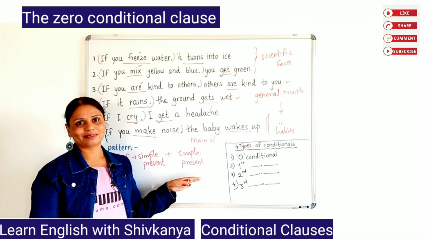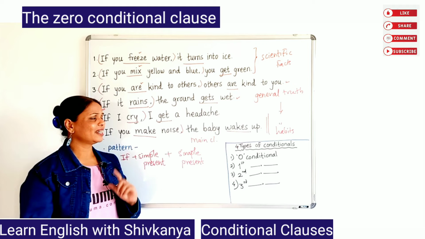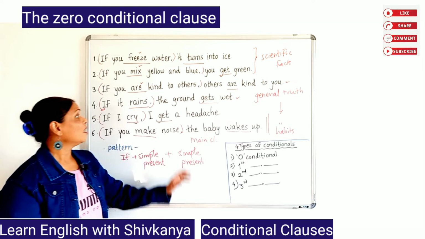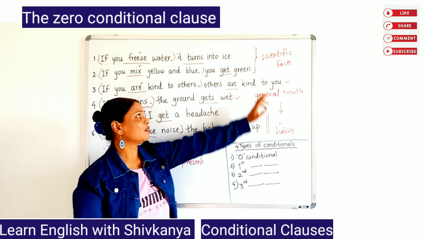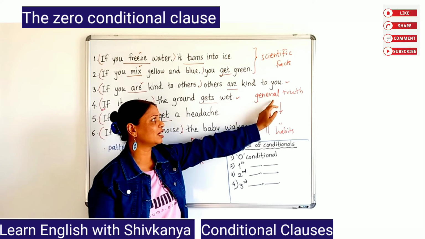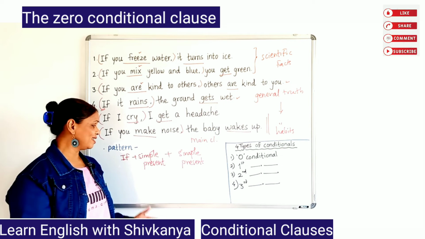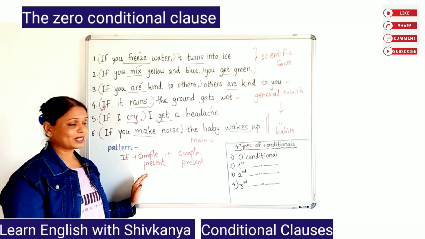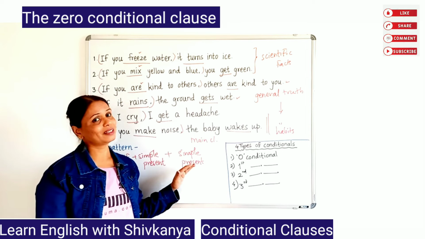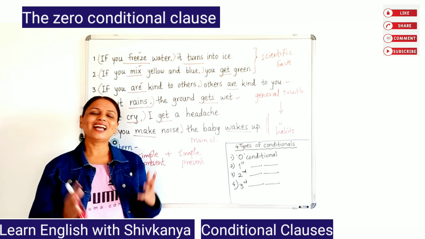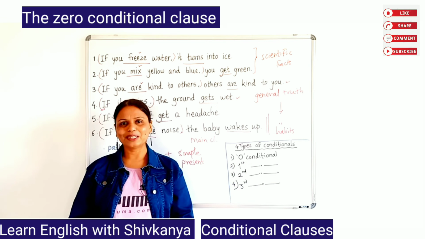Before we end our lesson, let's have a quick recap. The zero conditional is used for stating a scientific truth, a general truth, or any current habit. The structure or the pattern is, in the if clause you need to use the simple present, and in the main clause the simple present. Hope the idea of the zero conditional is clear to you.